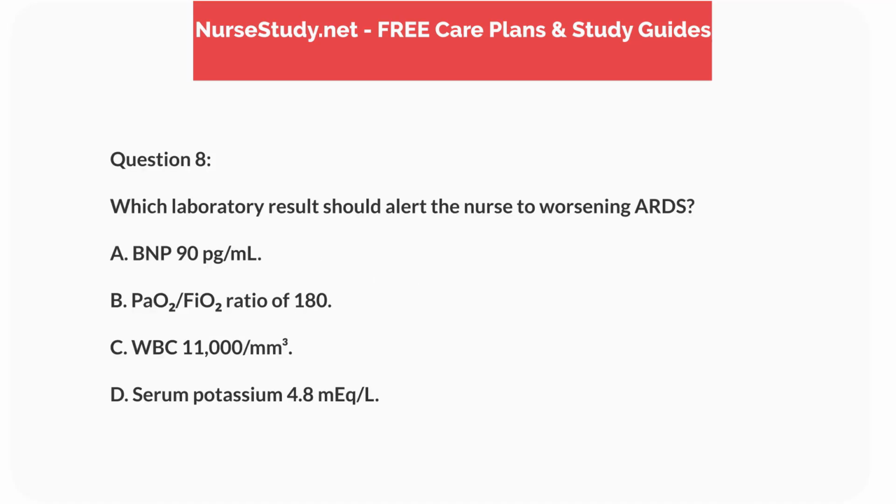Question 8. Which laboratory result should alert the nurse to worsening ARDS? A. BNP 90. B. PaO2-FiO2 ratio of 180. C. WBC 11,000. D. Serum potassium 4.8 milliequivalent per liter.